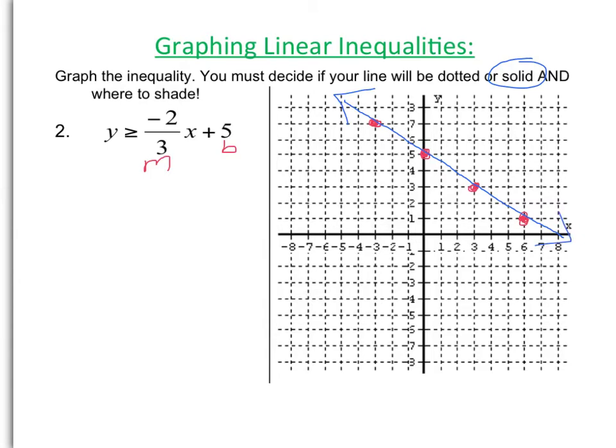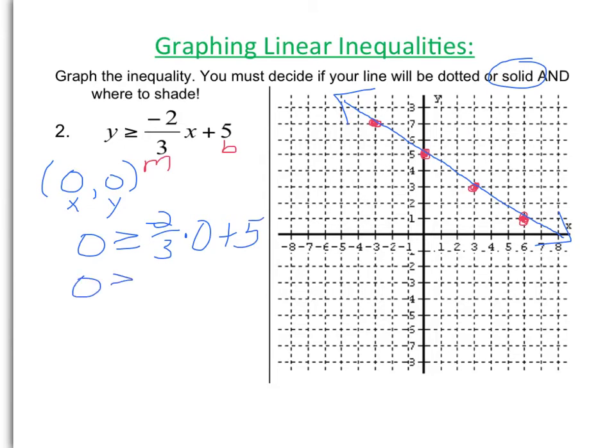And the next thing that I need to do is use my test point, 0, 0. So I'm going to plug in 0 for x and 0 for y. So I'm going to have 0 is greater than or equal to negative 2/3 times 0 plus 5. And this is a great example to illustrate why 0, 0 is a good one to use as your test point, because no matter what our slope is, when I do that multiplication, it's always going to come out to 0. So it kind of helps me to make my calculations a little bit easier.